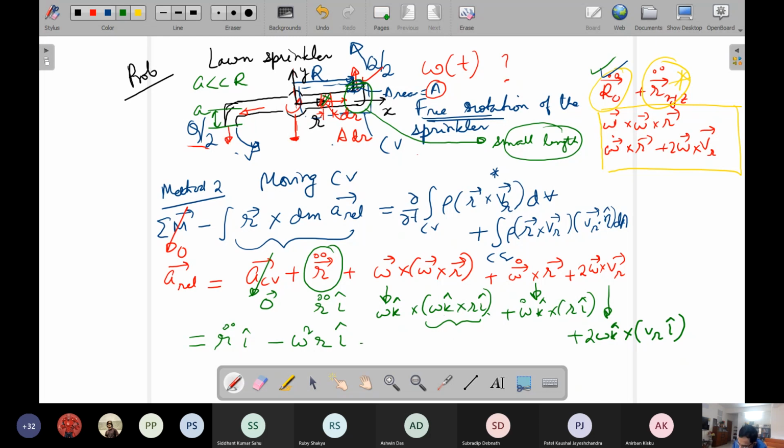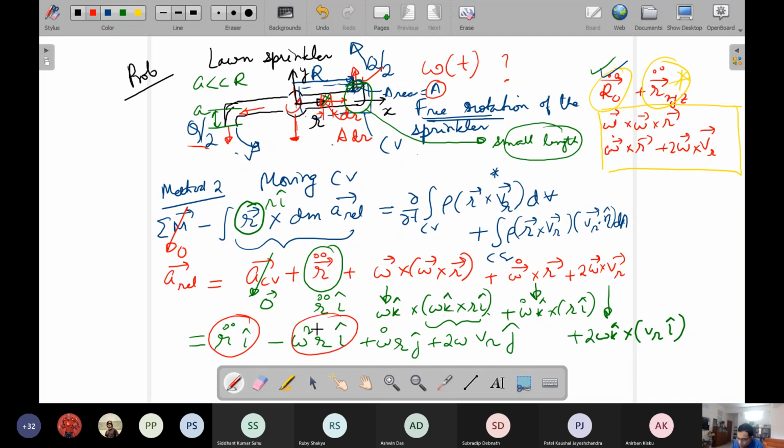Then plus omega dot R, J, and plus 2 omega Vr J. Now we have to remember that we are actually having to make a cross product of this with this R, which is Ri. So clearly, when you are making a cross product, first of all, this term is not there because I cross I is a null vector.